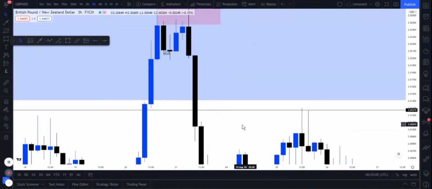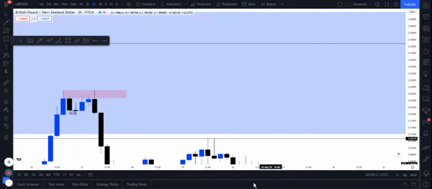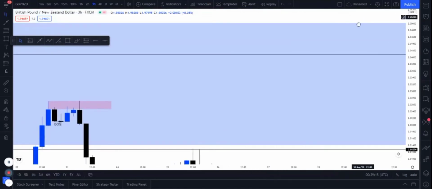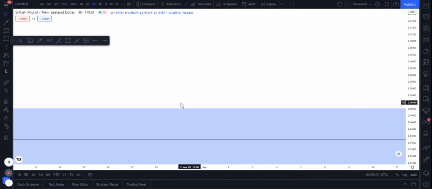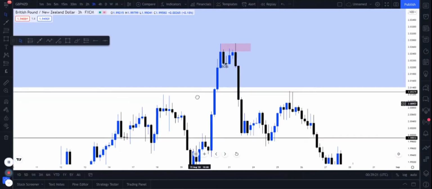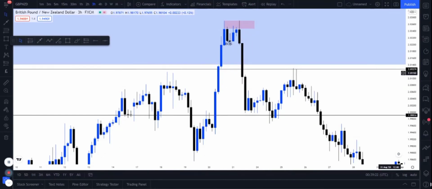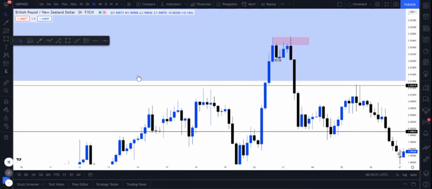This is me using my three rule based system. One: structure, liquidity, and bias. Two: inefficiency in supply and demand zones. Three: when we use Wyckoff confirmations. I don't want to talk about Wyckoff, Wyckoff will be another video on its own. Three, using Wyckoff, or shift in structure, whatever.